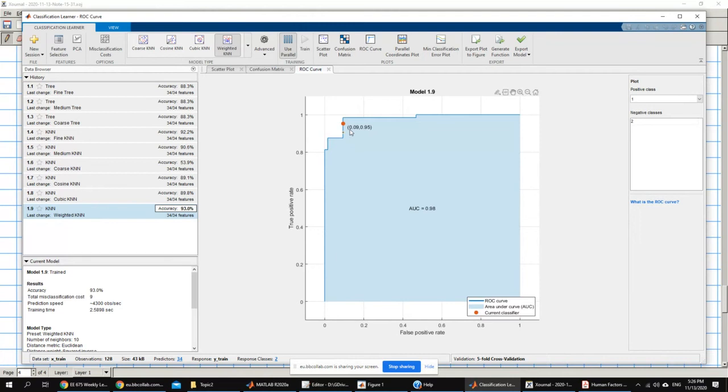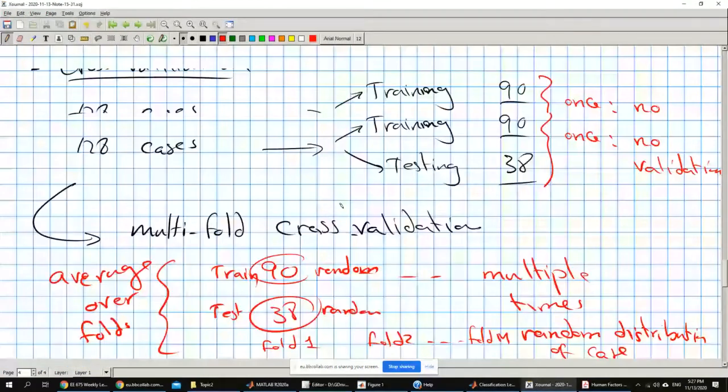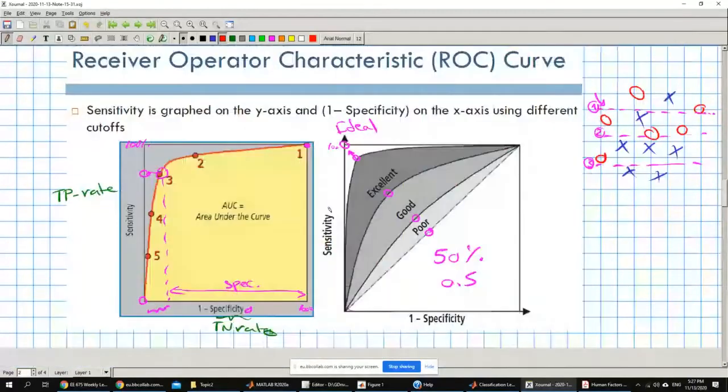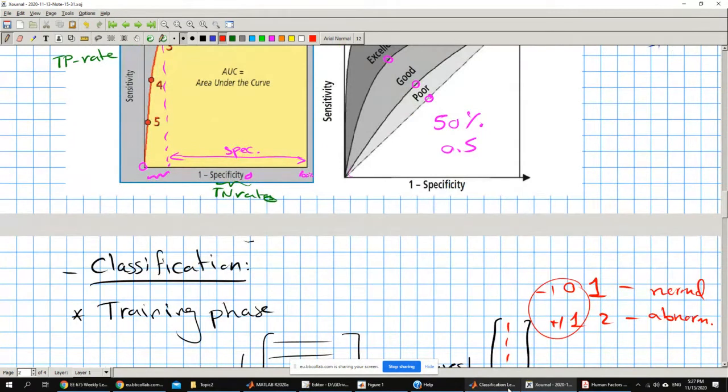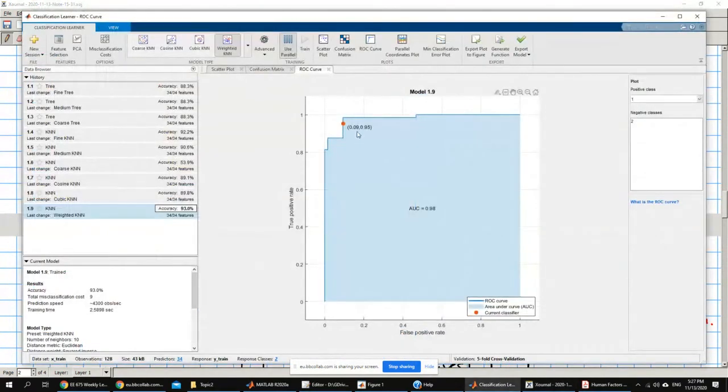91%, 0.91. Because basically this 0.09 is 1 minus specificity. Let's go back, remember. This here is 1 minus specificity. So if 1 minus specificity is equal to 0.09, this means that the specificity is 0.91. So the specificity is 0.91.